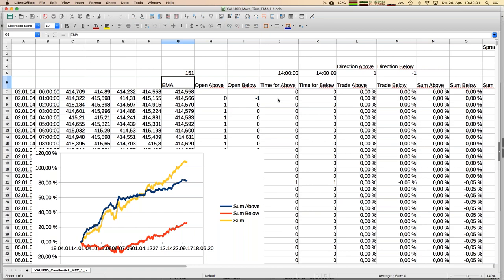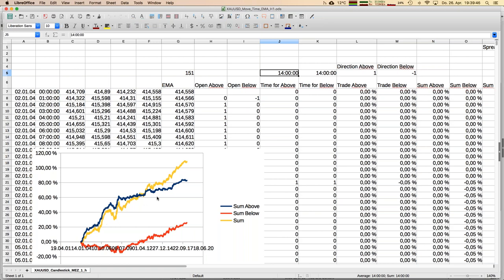So we use an EMA of 151. So we use the time 14, and we use the same time for being above EMA or below EMA. And the equity has three lines here, because for each day we have one of those two situations. At 2 o'clock, we might be above EMA, then we go for a long trade, and therefore we have the direction above, plus one, because we go for a long trade. And if we are below EMA, we go for a short trade.